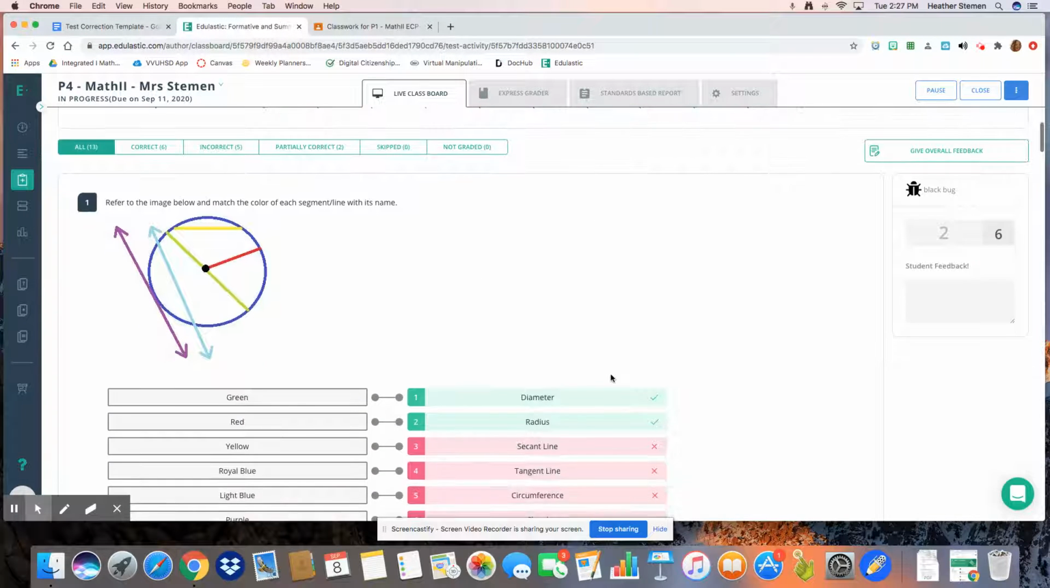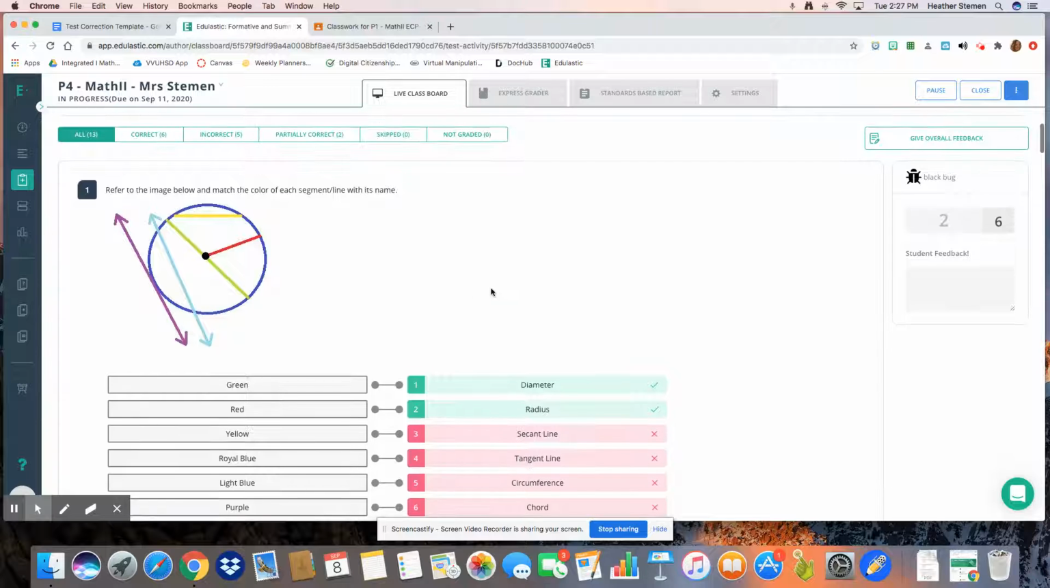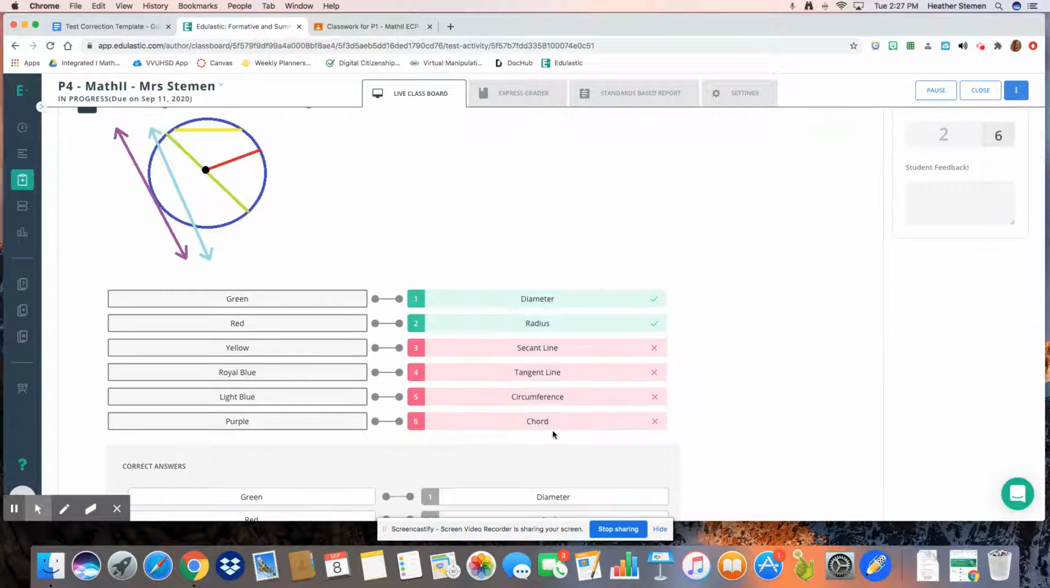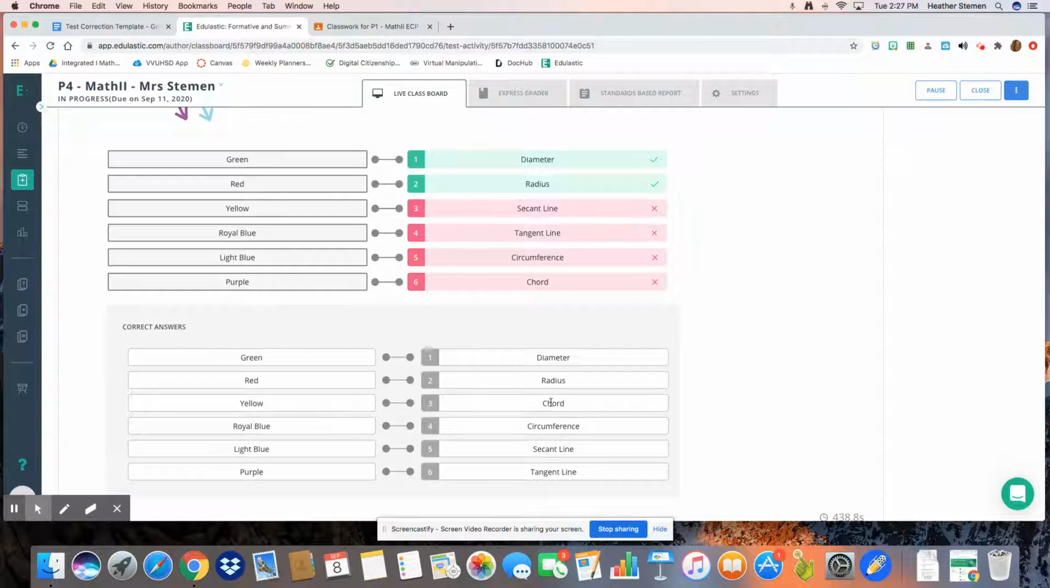So number 1, this person got number 1 wrong. Okay, I usually copy and paste the question. However, this one has a picture. So you're just going to have to type, I'm correcting number 1, where it says refer to the image, right? And then you do not have to put the image in here. I know what the image is. All right, so when you take a look, what I did wrong, this person did 4 things wrong. So they should be listing 4 things. They matched the secant line with the yellow, and that was not correct. The yellow was supposed to be a chord.